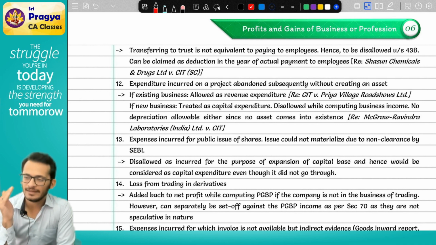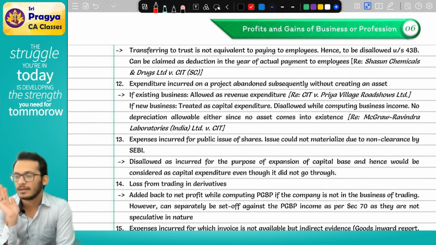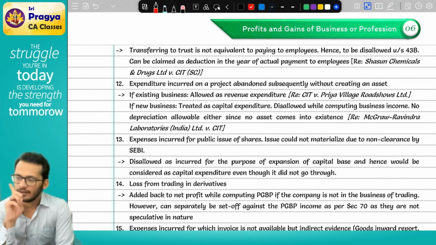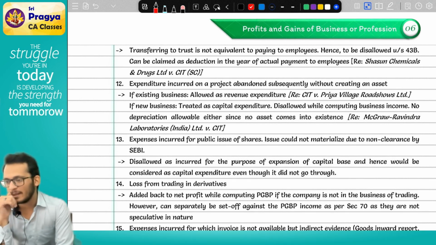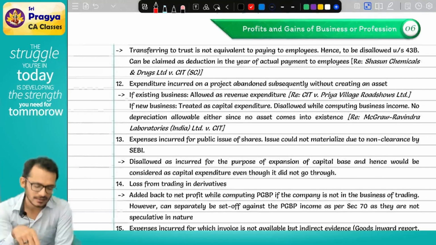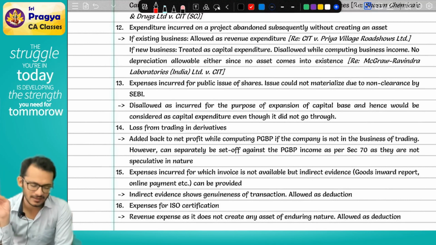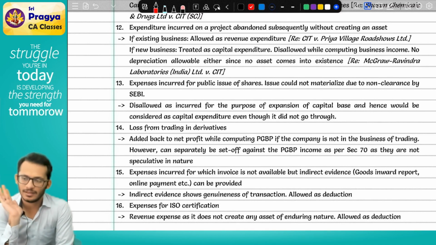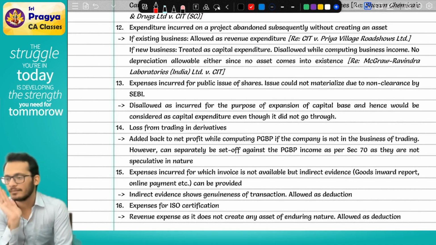Understand, it doesn't matter what the final outcome is. Did you incur the expense for increasing the capital base? Yes. Even if it did not happen, it doesn't matter. It is still capital. Don't change answers because of that. So the answer was disallowed as incurred for the purpose of extension of capital base and hence would be treated as capital expenditure even though it did not go through. Just because I told you IPO meaning it should be capital does not mean that if the IPO did not materialize, it becomes revenue. Answer does not change. It is still capital.